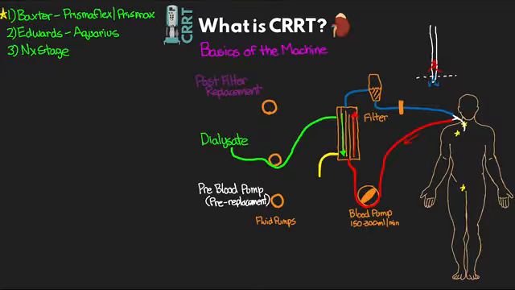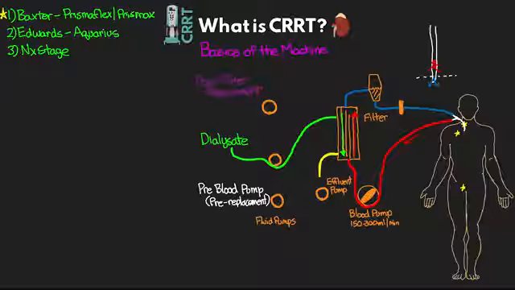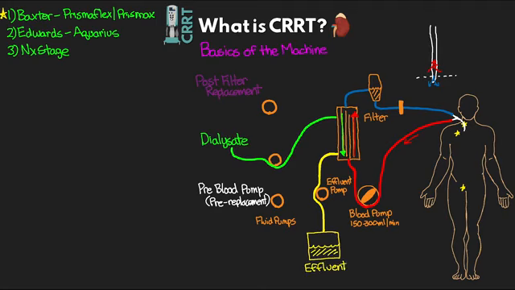Now this effluent drainage is actually going to be controlled by another pump, what we call the effluent pump. And it's really this pump that is going to be responsible for pulling the plasma water out of the patient's blood across that filter membrane. Again, this is something I'm going to talk more in depth about in the coming lessons here. But so the effluent is going to move past the effluent pump and then make its way to the effluent drainage bag.